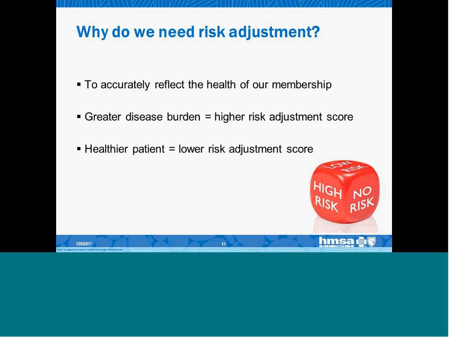Why do we need risk adjustment? Risk adjustment helps plans accurately reflect the health of our membership. The greater disease burden a patient has, the higher their risk score will be. A healthier patient will have a lower risk score, and it's these risk scores that enable CMS to accurately pay the health plan to care for its members.